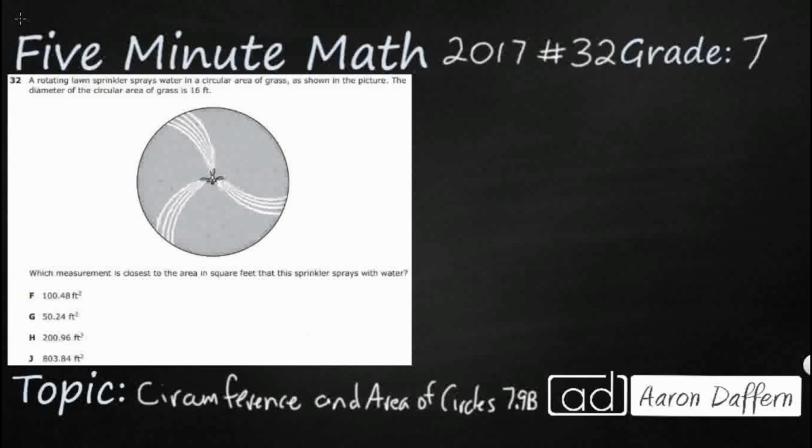Today we are looking at the 7th grade concept of circumference and area of circles. This is standard 7.9b in the great state of Texas, and we are using item number 32 off the 2017 released STAAR test. If you have not done so already, please go ahead and take a moment to pause the video, work this problem out on your own, unpause it, and we will look at our answers together.